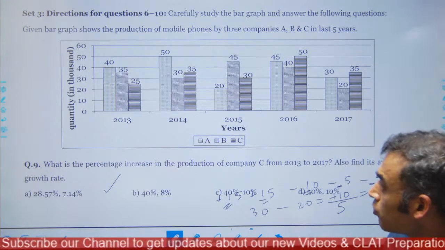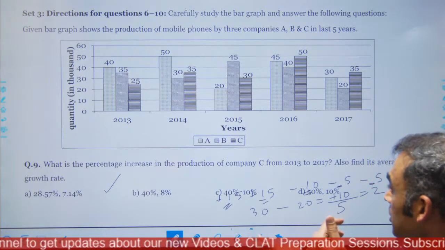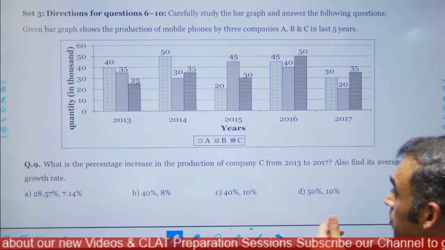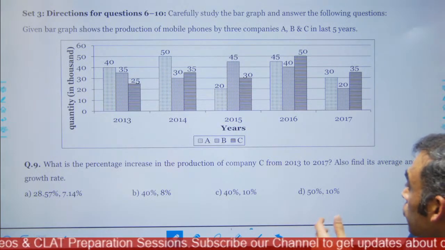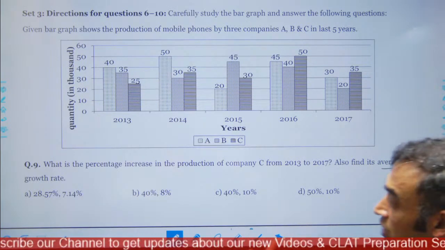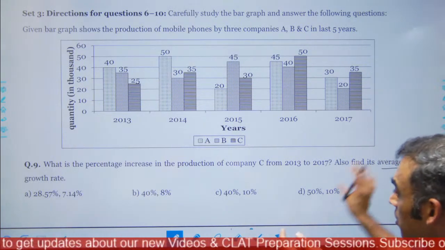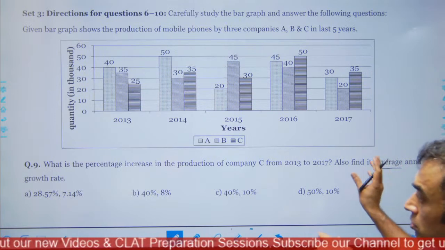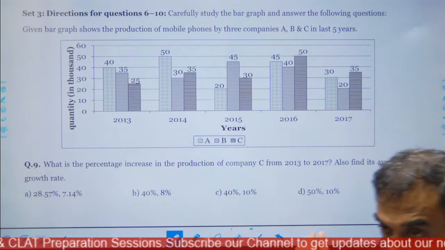Right? So let's move on now. What is the percentage increase in the production of company C from 2013 to 2014? And we also have to find out the average annual growth rate. So this is one trick question, right? Because at times we divide it by the wrong figure.